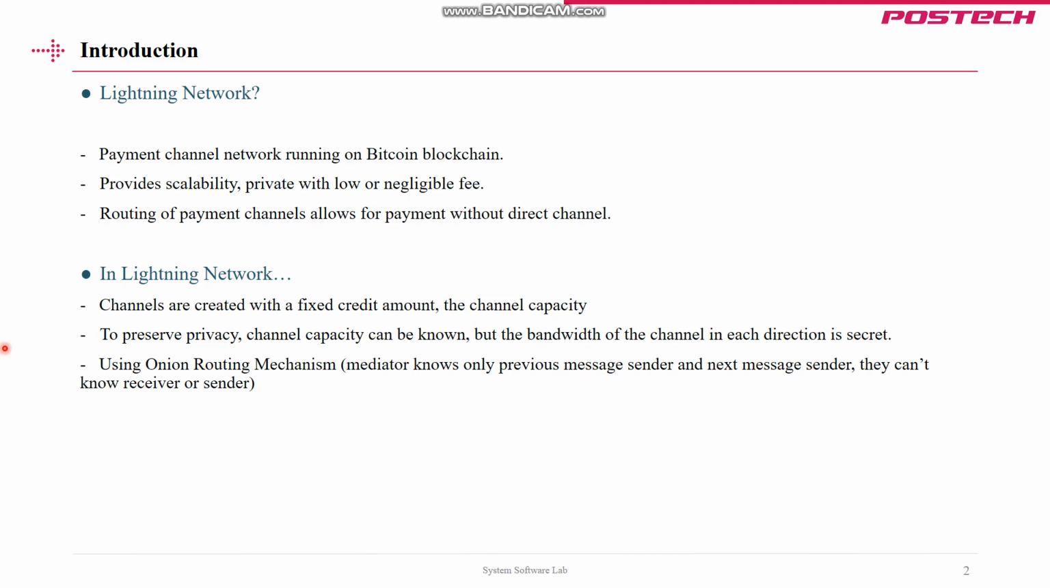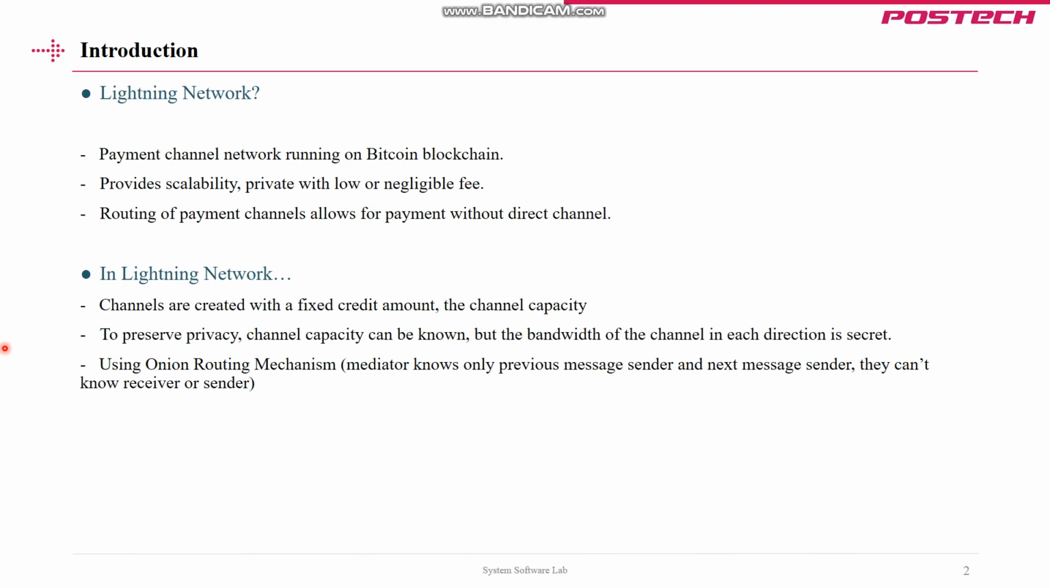Lightning Network is a payment channel network running on the Bitcoin blockchain, and it provides scalability and privacy with low or negligible fees. The routing of payment channels allows for payment without a direct channel. In Lightning Network, channels are created with a fixed credit amount, which means the channel capacity.